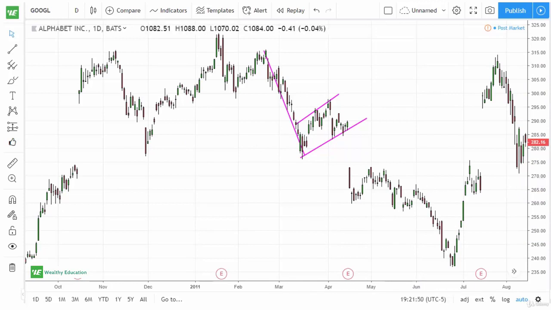And again, like wedges and triangles, these are patterns that show up on all time frames, and they're very popular. So you will find that they have an extraordinarily effective rate of return on them.